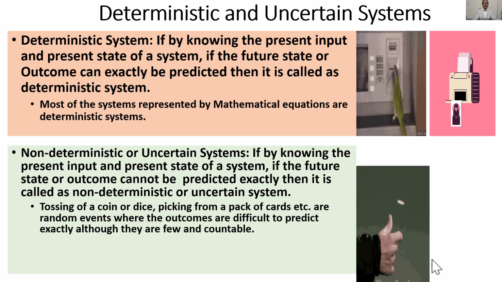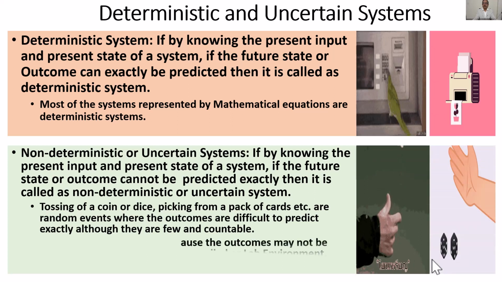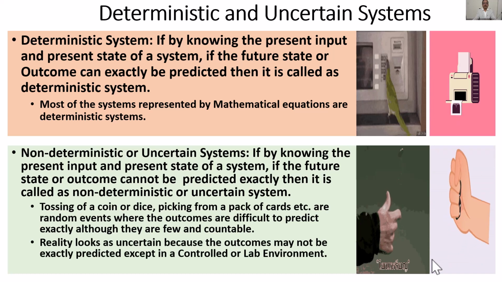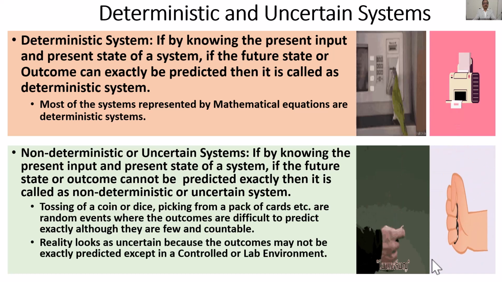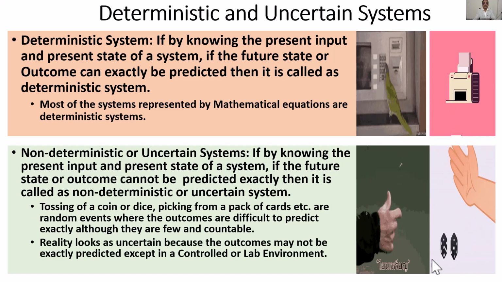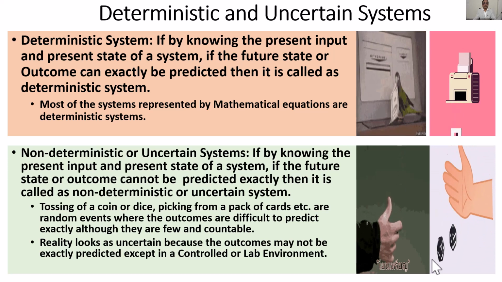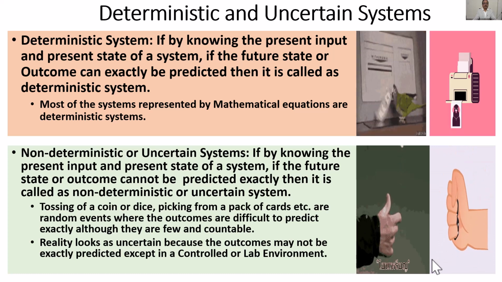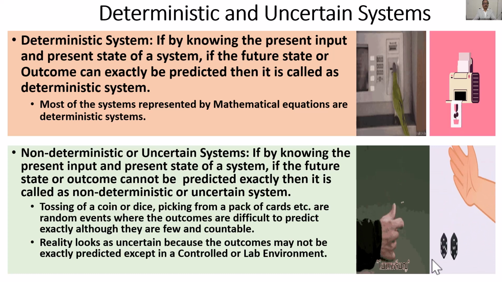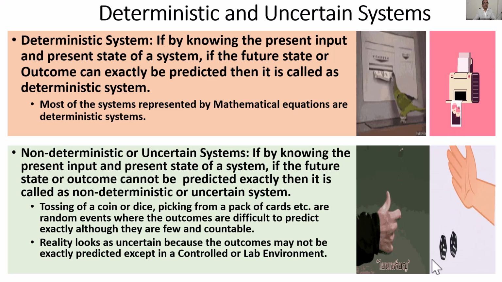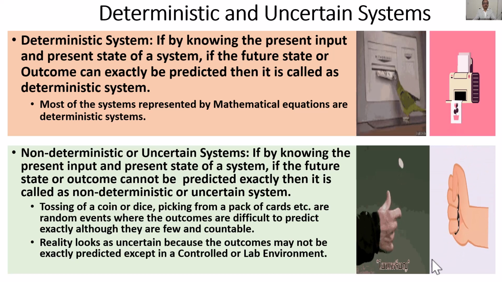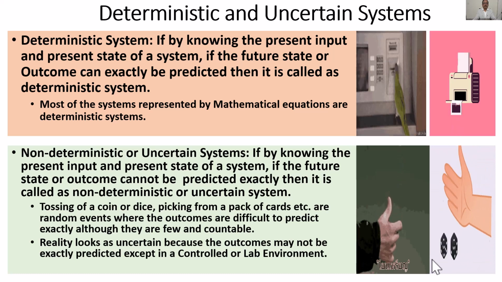For example, tossing of a coin or tossing of a dice or picking a card from a pack of cards, etc. These are random events where the outcomes are difficult to predict until the event has actually occurred, even though the number of outcomes may be few or countable. Reality that we see around looks to be uncertain because the outcomes may not be exactly possible to predict except in a controlled or lab environment.